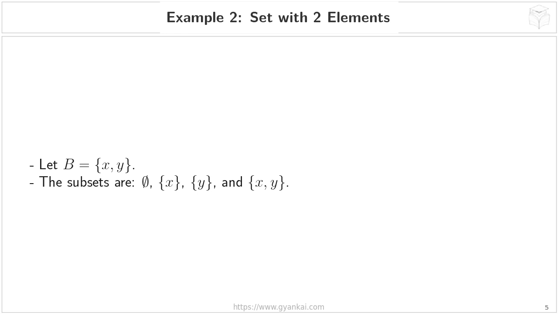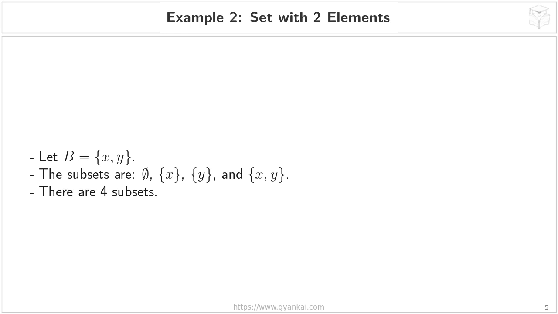So, if we list them all out, we have the empty set, the set containing x, the set containing y, and the set containing both x and y. That gives us a total of 4 subsets.